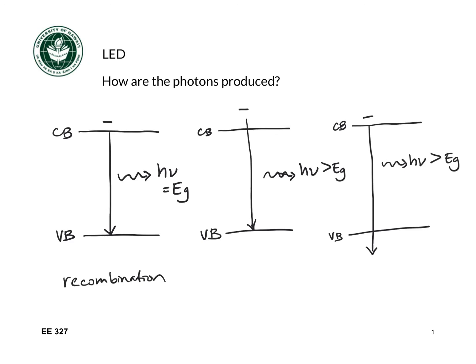There are other physical mechanisms to produce photons in semiconductors, but this is the dominant one, the most common mechanism. And so we're not going to go into detail on those other mechanisms, but if you are interested in reading about those, then you should see section 14.4.1 in your textbook.